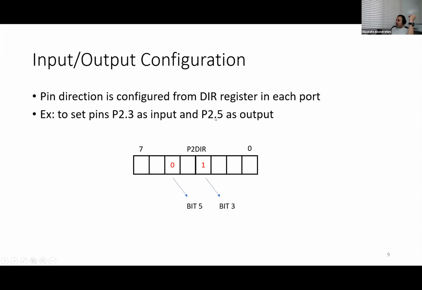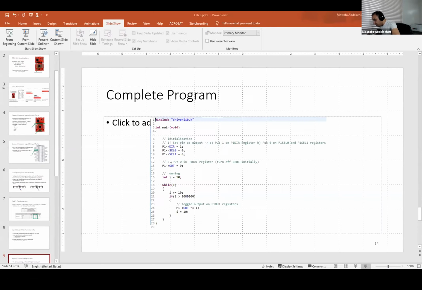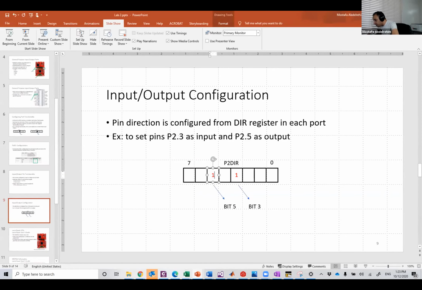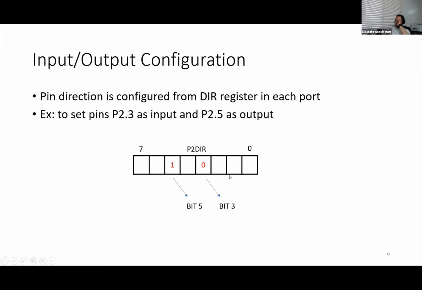So for example, if you want to configure pin 5 of port 2 as output, you put 1. I'm sorry, you put 0, I'm sorry. This should be flipped. I'm very sorry for this. So this should be the opposite. This should be 1, and this should be 0. So you put here 1.